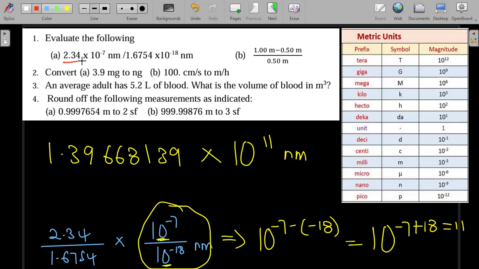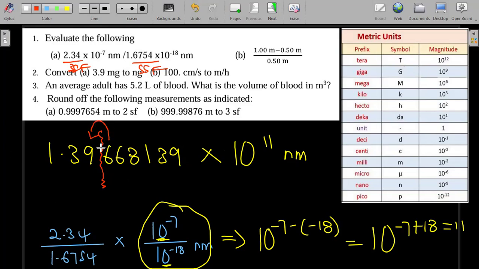So we determined that this one had 3 significant figures. This one had what? 5 significant figures. So we have to round off this number here to how many significant figures? 3. Okay, so we'll come and round it off from here. So we'll round off this 6 to that.